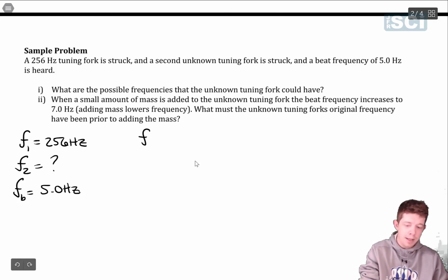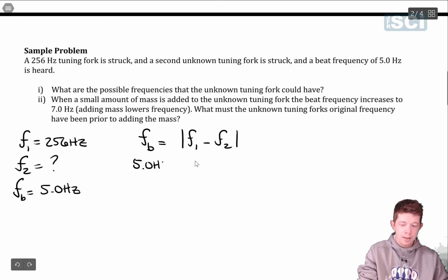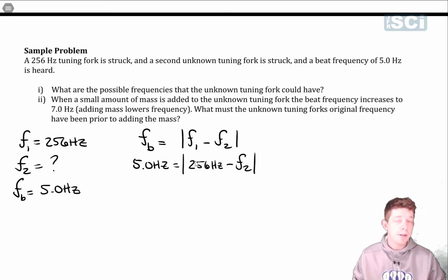So for this problem, let's look at the beats. So we'll say that the beats is equal to F1 minus F2, absolute value. So we heard 5 hertz as our beats when the two of them were struck. And the first one we knew was 256 hertz. The second one, we weren't really sure what it was, so we'll leave it as F2. Right? So we know that the frequency difference is 5.